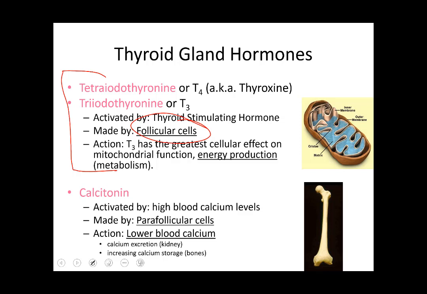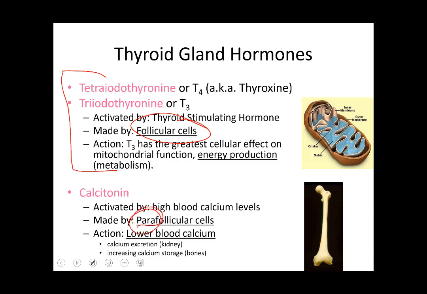Before we go back to calcitonin, recap. What cells in the thyroid gland make T3, T4? Follicular cells. Yeah, they're the ones that make it. Exactly. Okay, so now we're going to talk about calcitonin. It comes from which cells? Parafollicular, because the prefix para means alongside or next to.